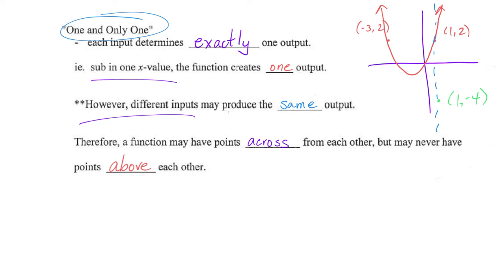And so what we see in that last statement then is we can have points that are across from each other. We have no problem with that. But can you please underline, but we can never have points that are above each other. It doesn't mean that our graphs can't give us points that are above each other. It just means that if they do, it's not a function. It's just a relation.